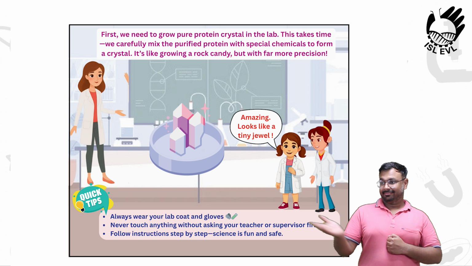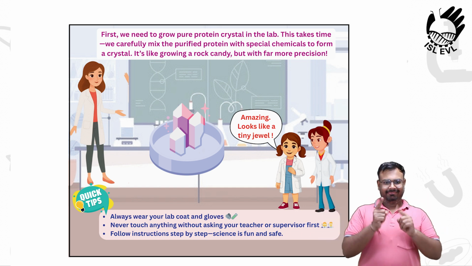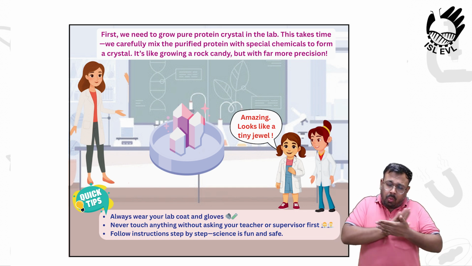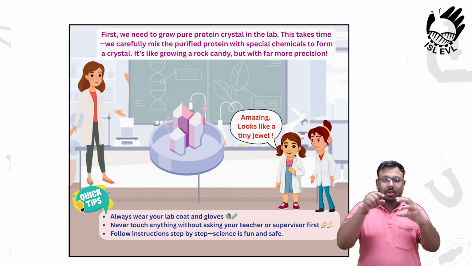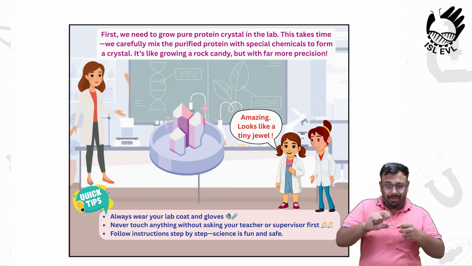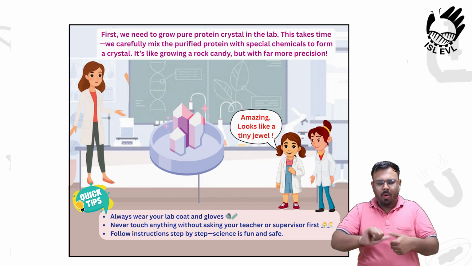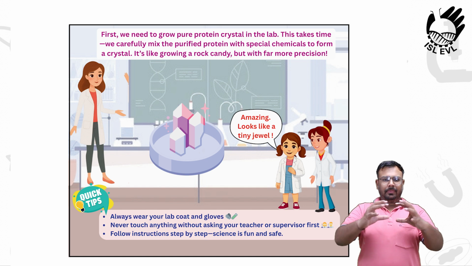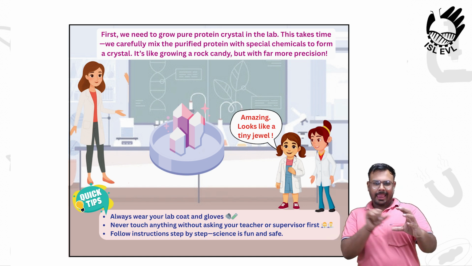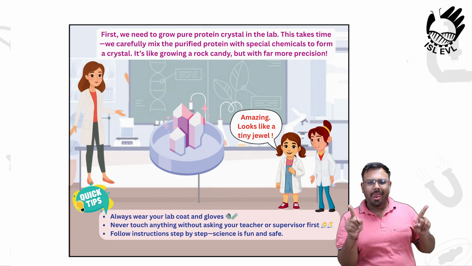First, we need to grow pure protein crystal in the lab. This takes time. We carefully mix the purified protein with special chemicals to form a crystal. It is like growing a rock candy but with far more precision. Amazing! Look like a tiny jewel.